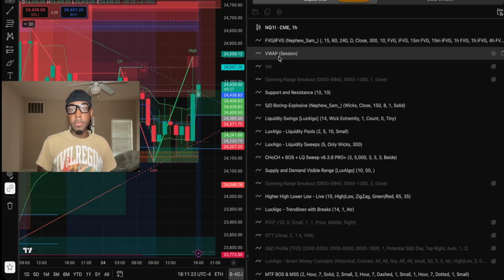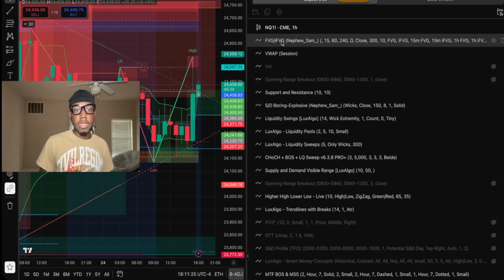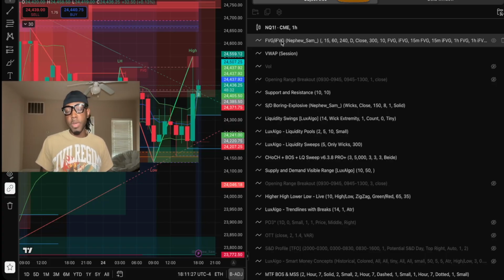I use the VWAP. Okay, I use fair value gap, so I don't have to identify them in the middle of me trading. It just pops up as it happens.